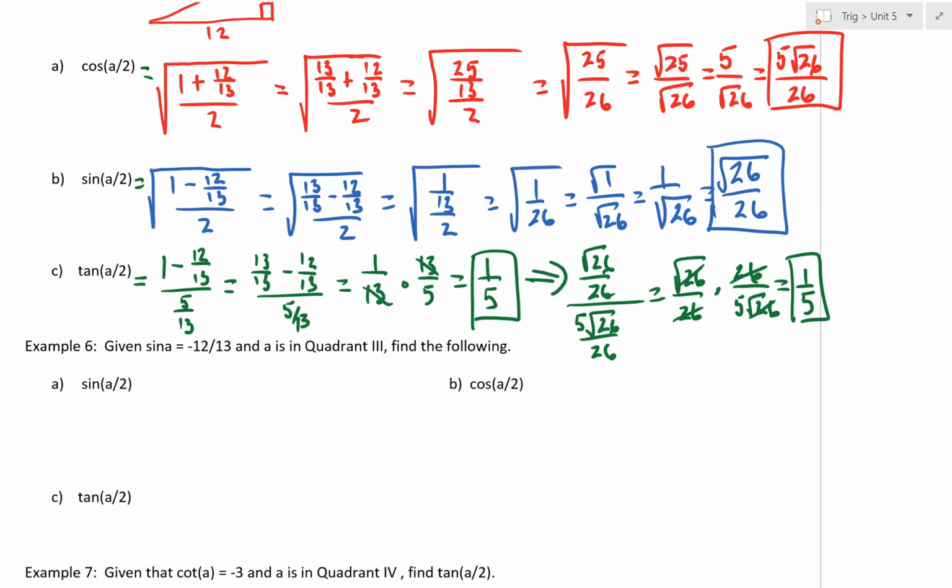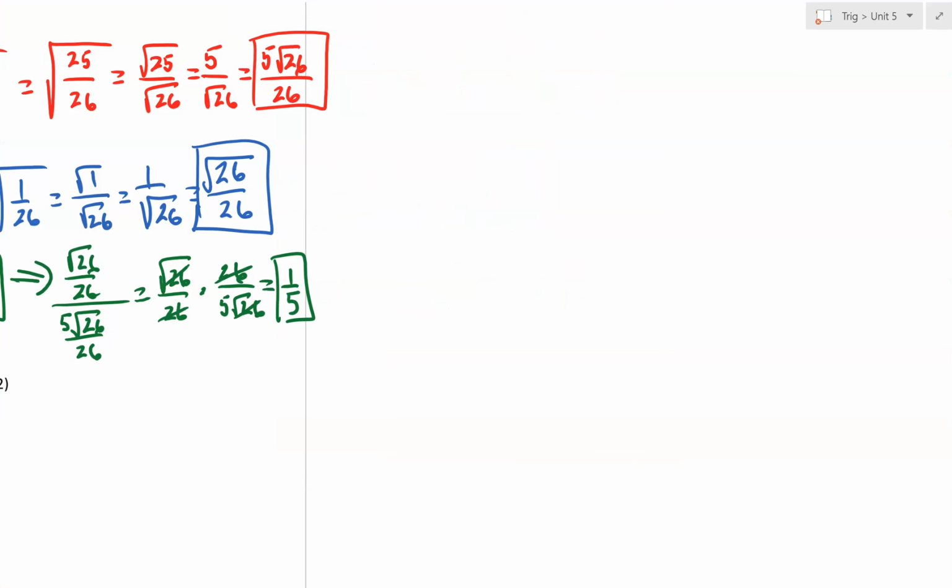Once you know cosine and sine, you really shouldn't have to use the formula for tangent, and you're not required to. You can do it either way. Kind of up to you. Hopefully this makes sense in terms of what we're trying to accomplish here. So let's move on to this next part.